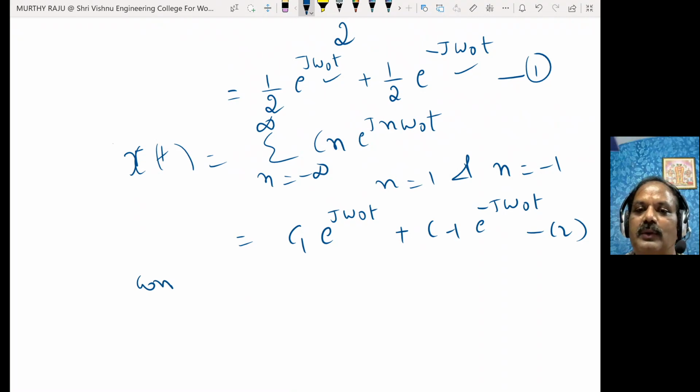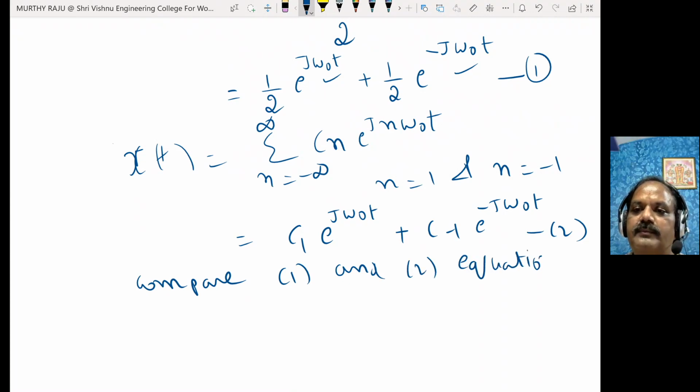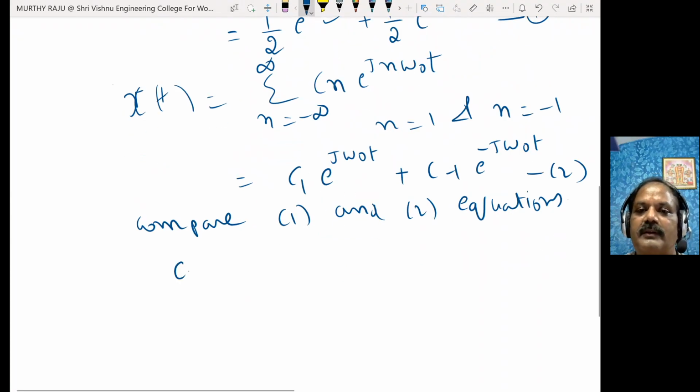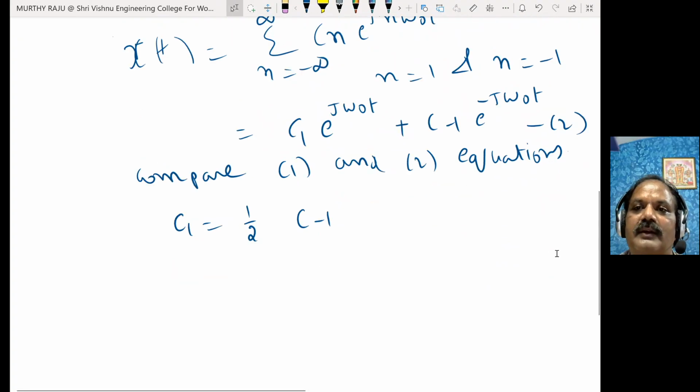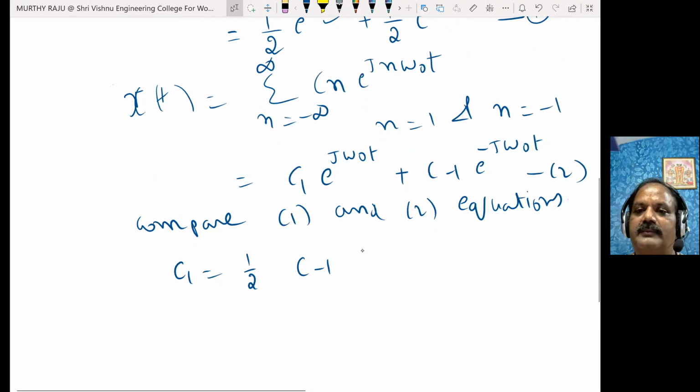Compare equations 1 and 2. Therefore, C1 is equal to 1 by 2. C minus 1 is also 1 by 2.